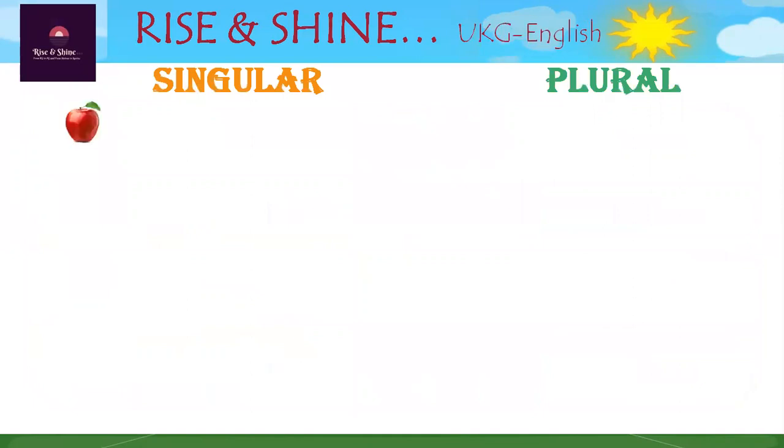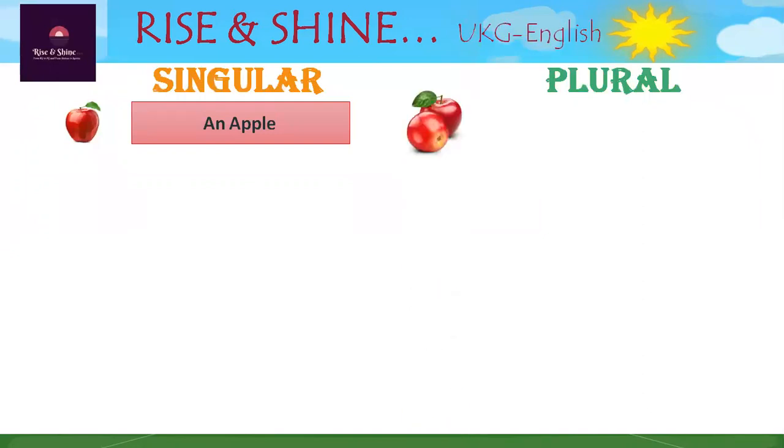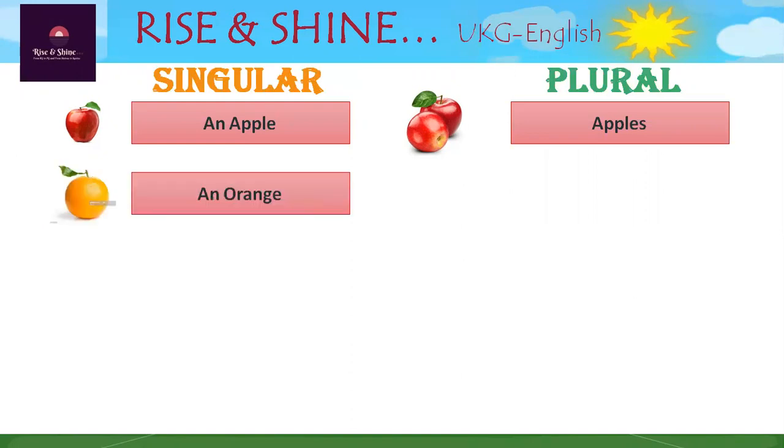So let's go next. What do you see here? Now tell me. It is 1 apple. So it is an apple. An apple. A is a vowel. So we say an apple. And what do you see here? 2. So we write apples. Next, orange, an orange. And next is oranges.